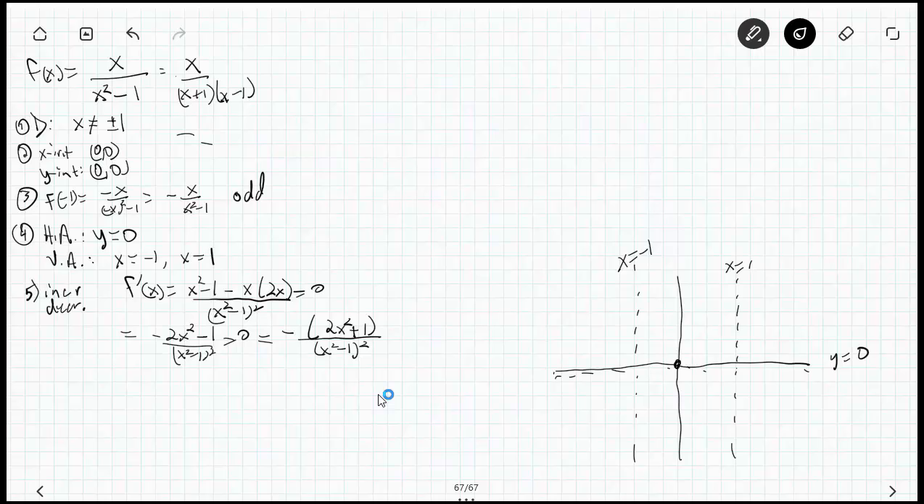Now notice the only critical values are the places where I've got CVs at x equals plus or minus 1, the places where, not where the derivative equals 0, but where it doesn't exist. That's very interesting. That's intriguing. So let's look at what happens.